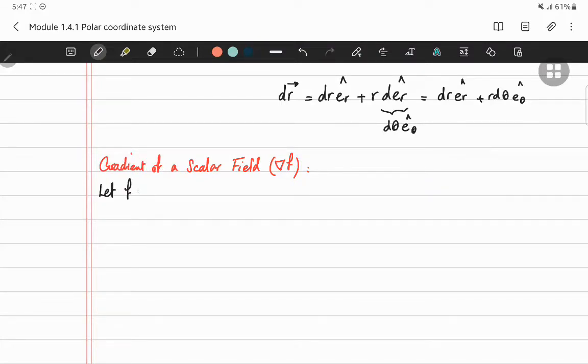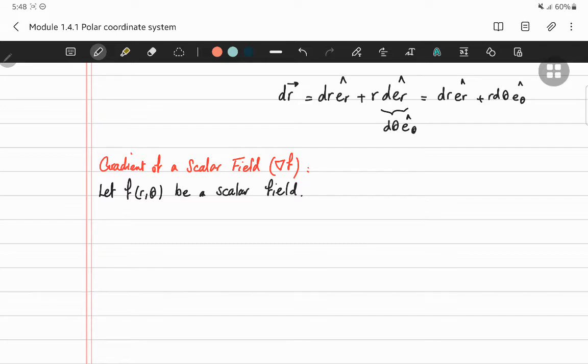So let f of r and theta be a scalar field. So now we're going to find the components of the gradient, similar to what we did in the previous video for the Cartesian coordinate system. We're going to apply them to the polar coordinate system. Therefore, we will be able to find the components of a scalar field, a vector field, or a second order tensor, or simply a tensor field in a polar coordinate system.